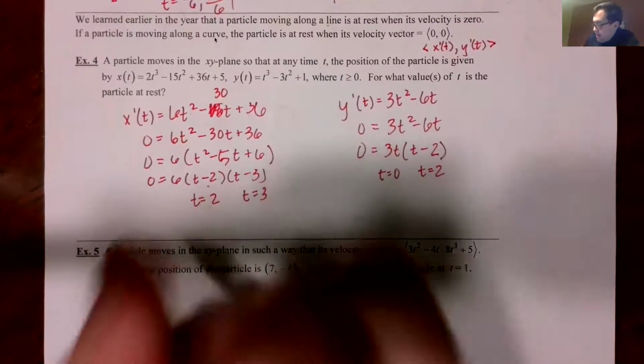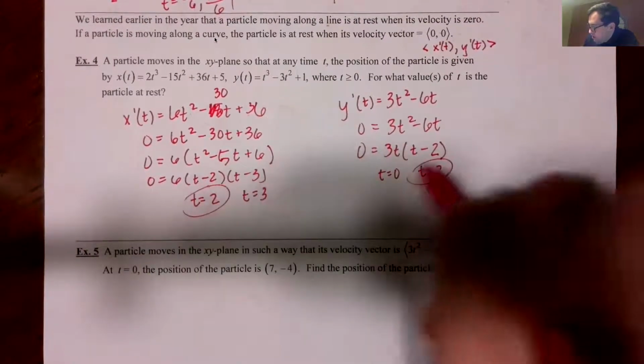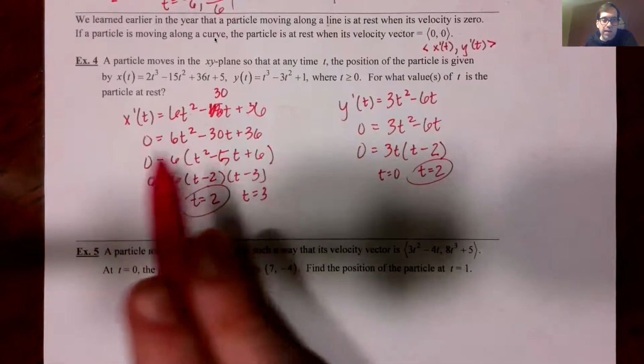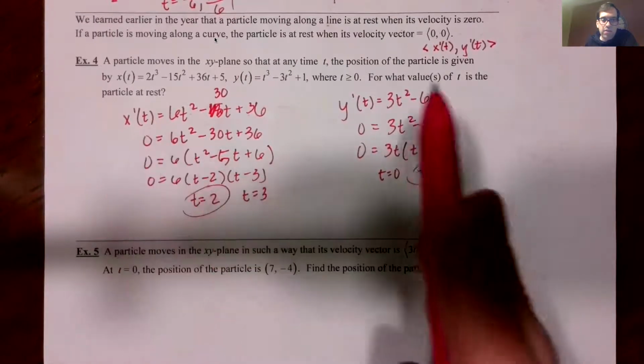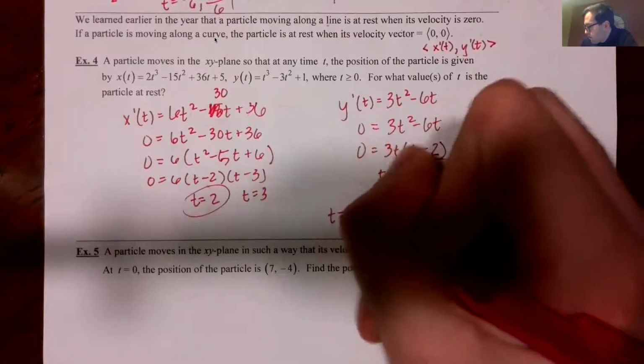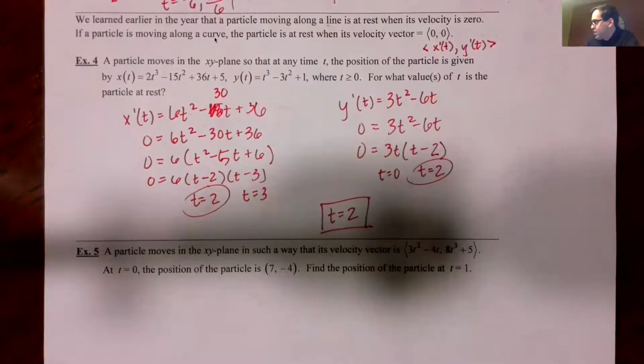And would you look at that? When t is 2, we have a situation where the particle has an x velocity of 0 and a y velocity of 0. Therefore, it's at rest. So our final answer is t equals 2.